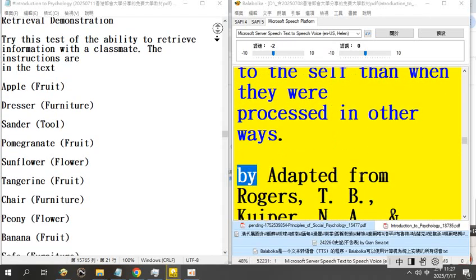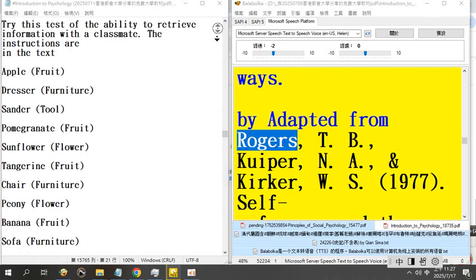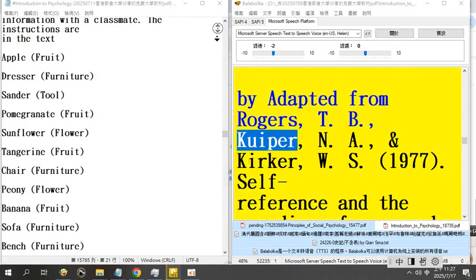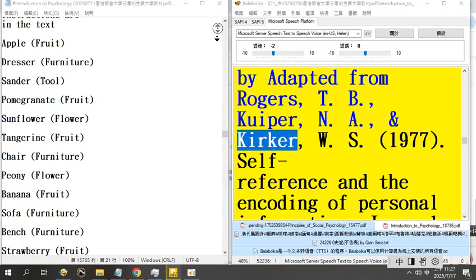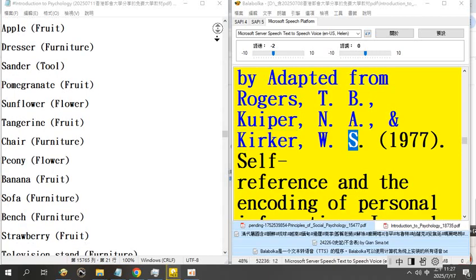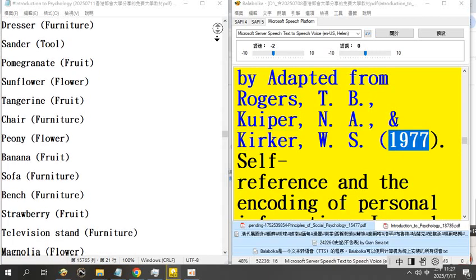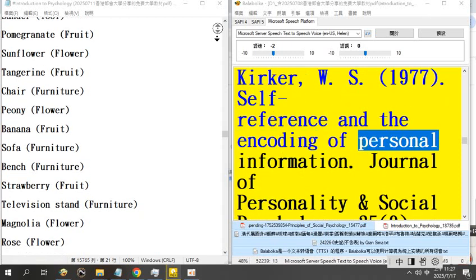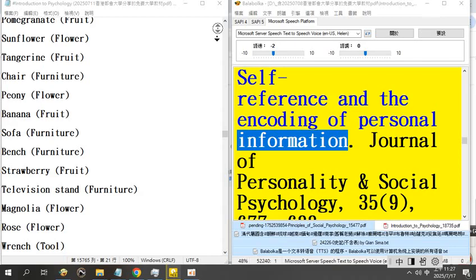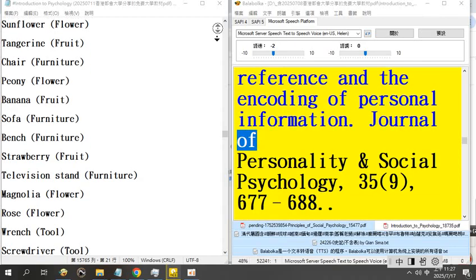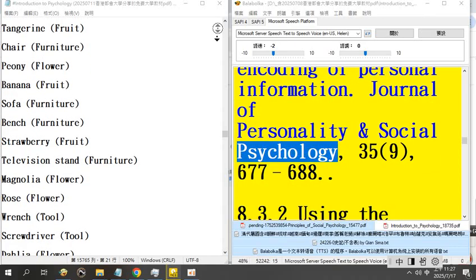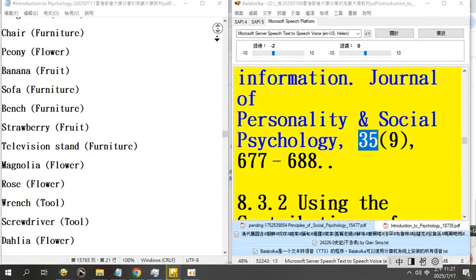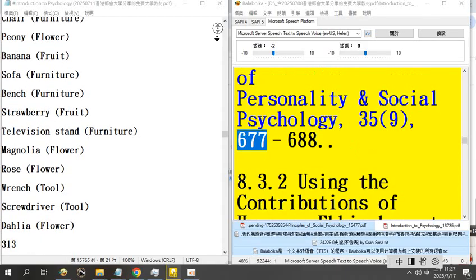Adapted from Rogers, T.B., Kuiper, N.A., and Kirker, W.S. 1977. Self-reference and the encoding of personal information. Journal of Personality and Social Psychology, 35, 9, 677-688.